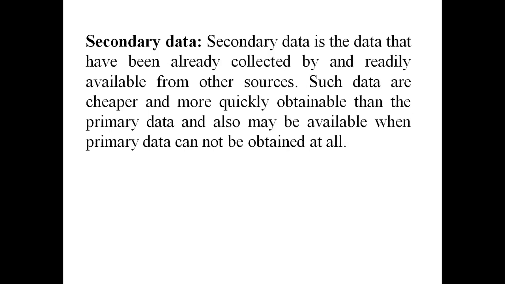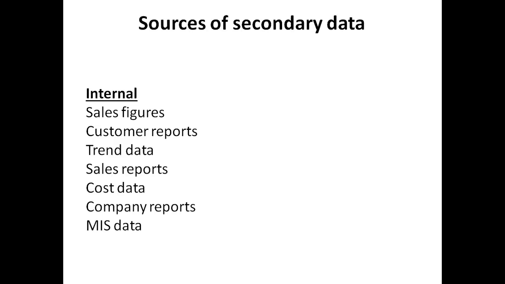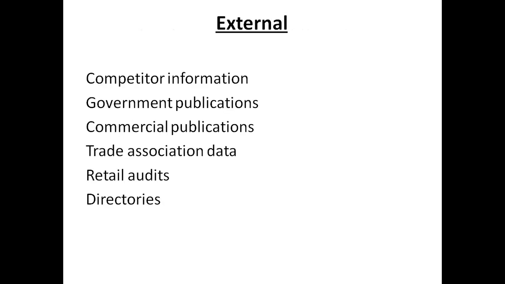And then quickly obtainable. Simply visiting their website, clicking on the link, getting the information, and hardly you will pay less amount for the internet. So this is about secondary data sources. Now let us see the different sources of secondary data. The first one is internal data sources and second one is external data sources.